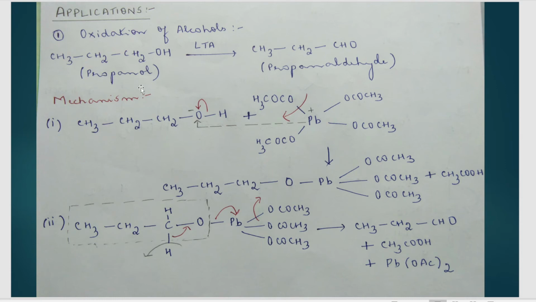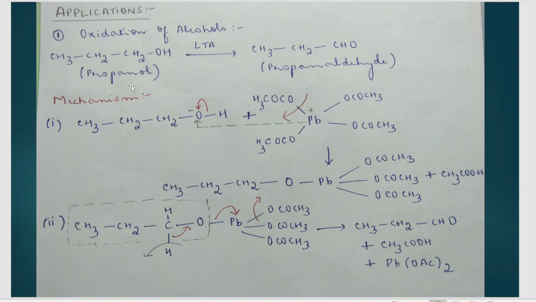You can take any alcohol species. Here I have taken propanol. Why is it prop? Because there are three carbon atoms, CH3, CH2, CH2. So it is prop, and there is OH functional group, which is alcohol functional group attached. So it is propanol.